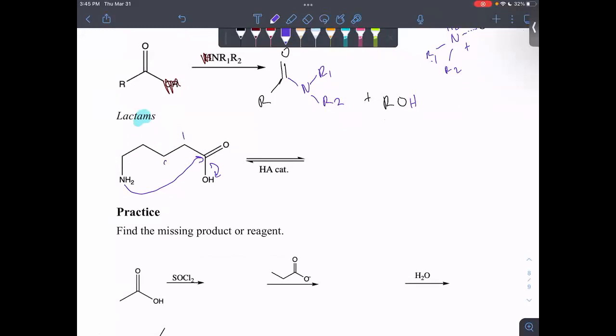So there's 1, 2, 3, 4 carbons in between. The way I make the ring, I count the carbons in between and then I add 2, and that's the number of members in the ring. So there are 4 carbons in between, and 4 plus 2 is 6. So the final product is going to be a 6-membered ring. I start by drawing a hexagon, and I think it makes my life a bit easier, because I really hate counting carbons.